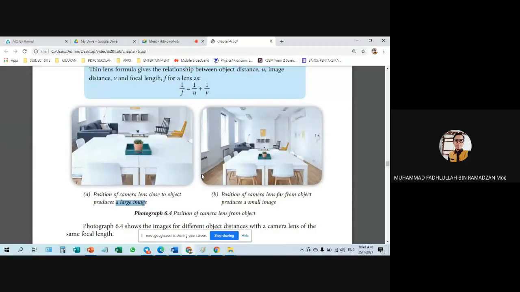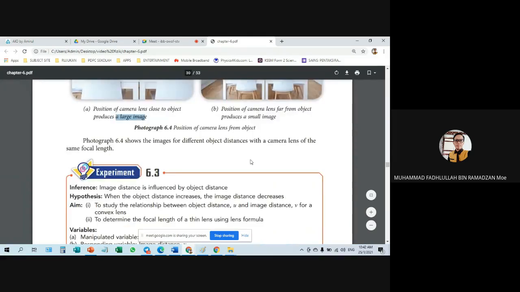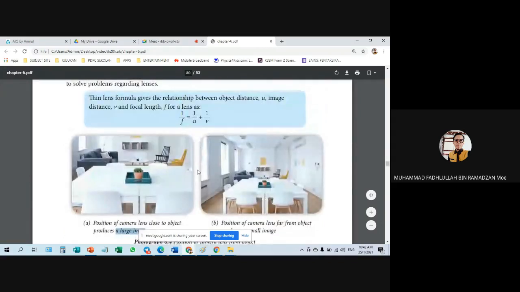Walaupun kita at the same position, tapi kita adjust dia punya camera lens tu saja. So bila kita adjust the camera lens tu tadi, kita adjust dia punya aperture, kita akan dapat dua image yang beza lah. Okay, so this is for the small aperture, dan ini untuk the large aperture. Okay, tengok macam ni lah. Ni saya rasa tak ada masalah.